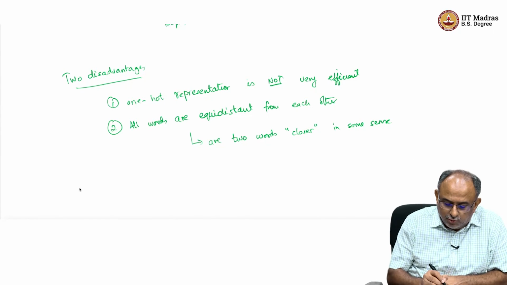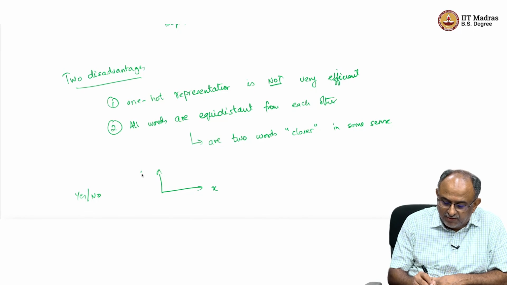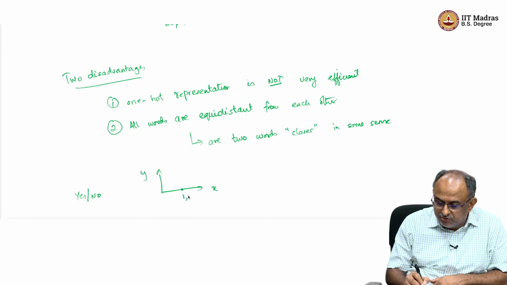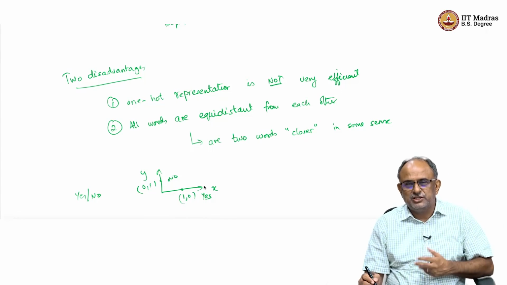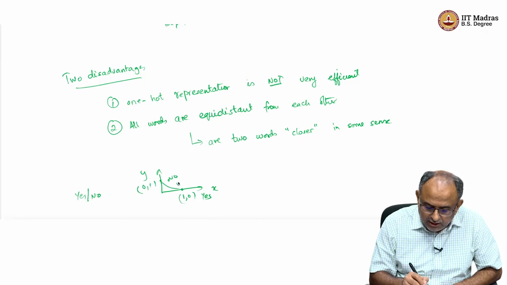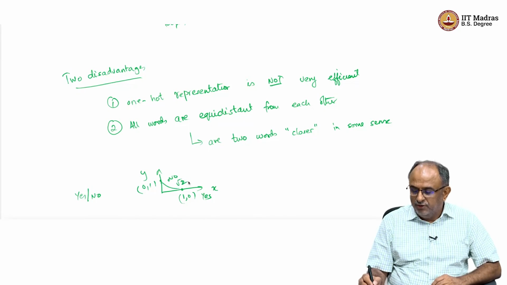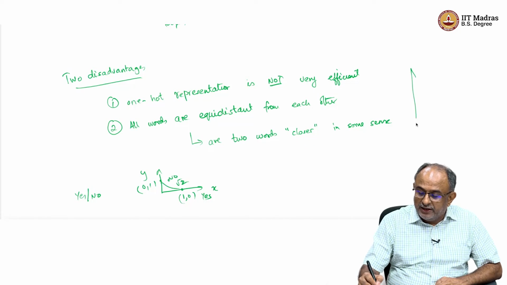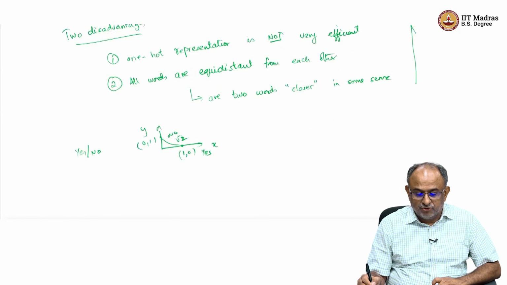Or if I had only 2 words, let's say yes and no, that will be only a 2-dimensional plane, so this will be x and y. So 1 0 is yes and 0 1 is no. Yes and no are opposites of each other, yet those are also square root of 2 apart in a 2-dimensional space. That is also what I am trying to say. So how do we address these two problems? This is something that we are going to look at.